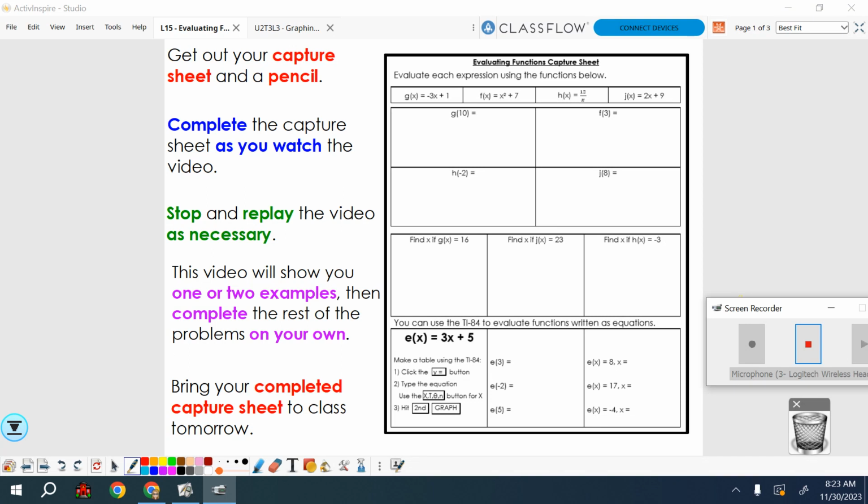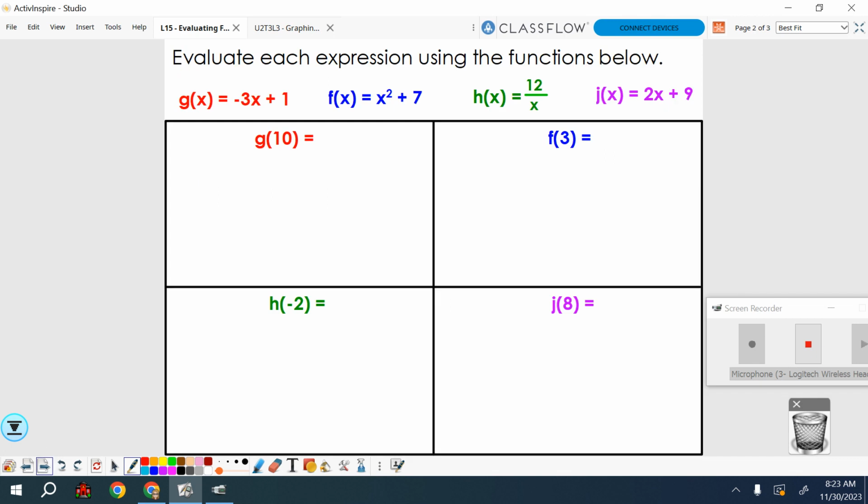When it comes to evaluating functions, what we're going to do is plug in the values that we know in the correct part of our function. So when you look at these problems, the first thing I want you to see is we've got 4 different functions, and they're all named with a different letter. We've got G and F and H and J.